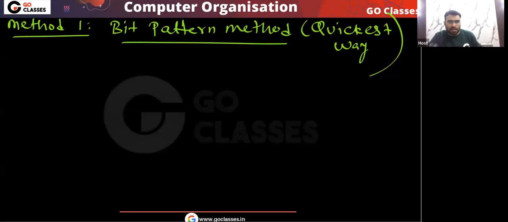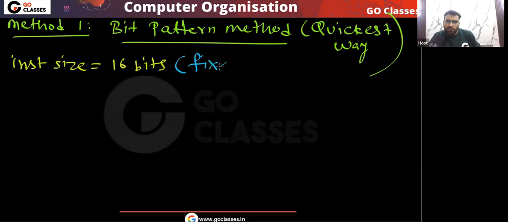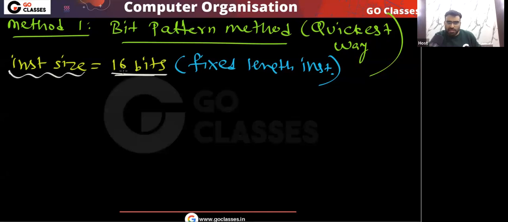Remember, in this method number 1, the instruction size you already have. That is 16 bits. These are fixed length instructions, right? Yes or no? These are fixed length instructions, meaning every instruction has the same length. Every instruction is 16 bits long. Now you tell me one thing: if you have 16 bits, then how many bit patterns are possible? Because remember, instruction size is already given to you, that is 16 bits. These are fixed length instructions.